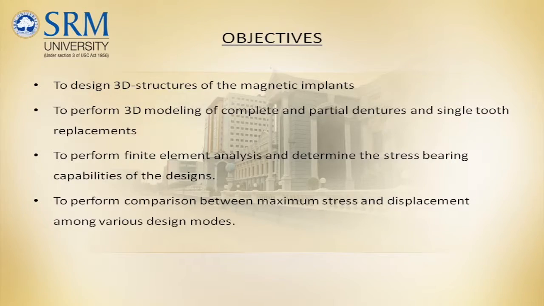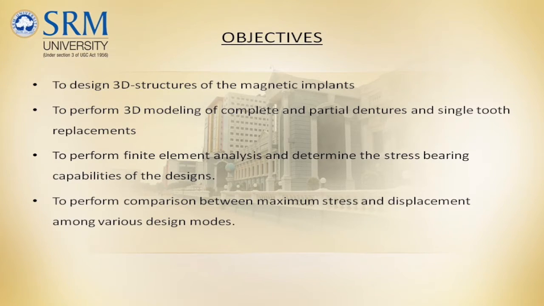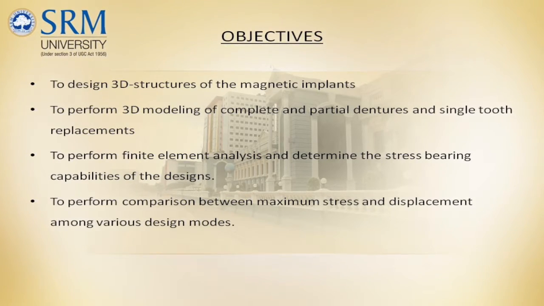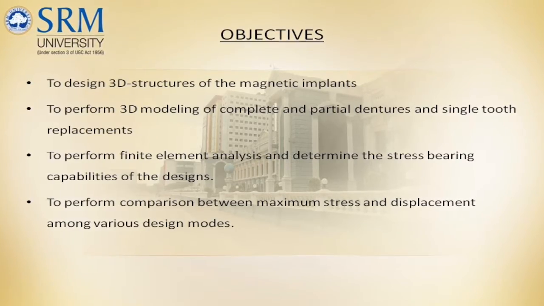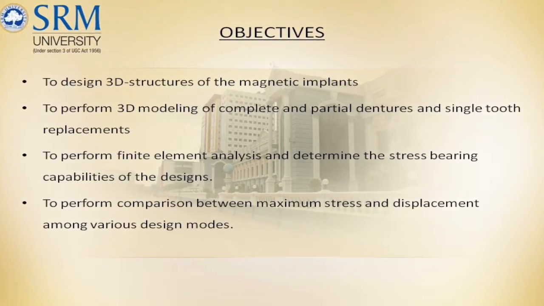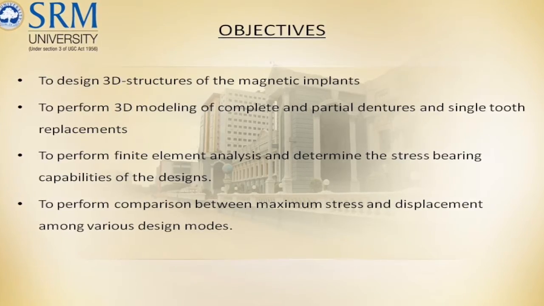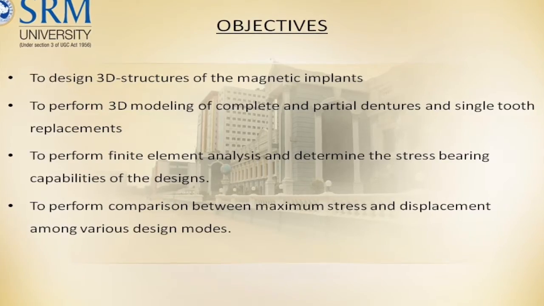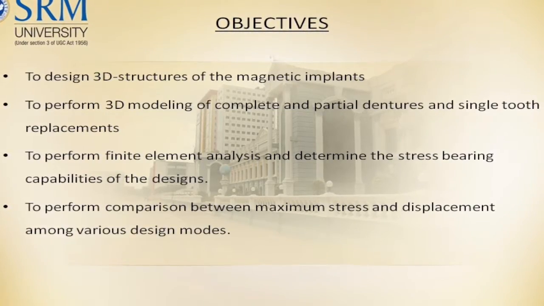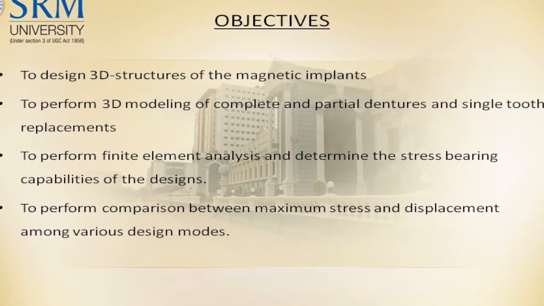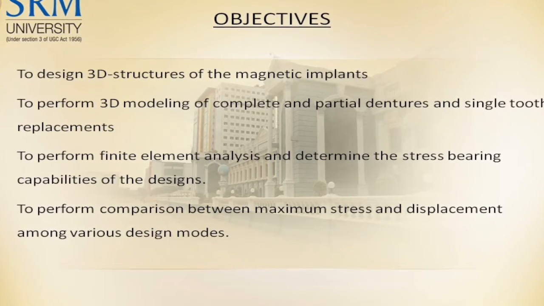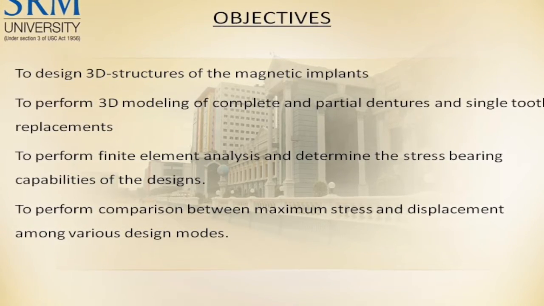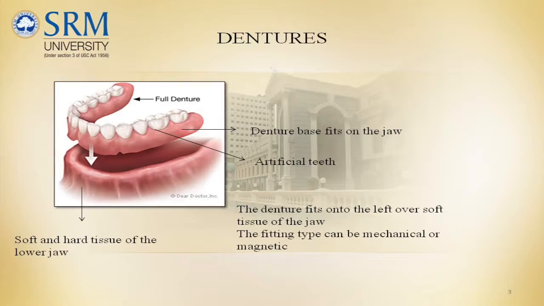Firstly, let me tell you what the main objectives of my project are. There are four objectives. Firstly, to design the 3D model of the denture and the 3D model of the magnetic implants. Next, the implant and the denture need to be assembled. The third is to apply the biting force on the assembled model. And fourthly, to perform a finite element analysis on the designed model and to analyze the force bearing capabilities of the model.